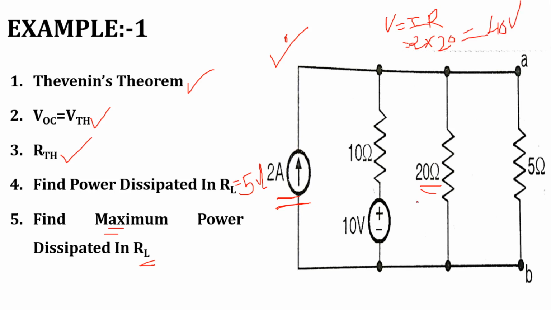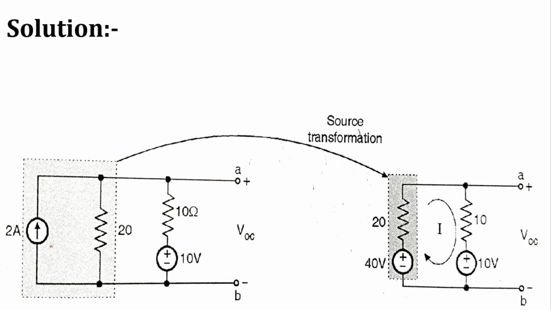and a series resistance which has the same value as the parallel resistance. So our network will look like this. We will convert this 2 ampere and 20 ohm into a voltage source with series resistance. So the voltage source has a value of 40 volt, the series resistance is 20 ohm, and we can find the value of VTH.